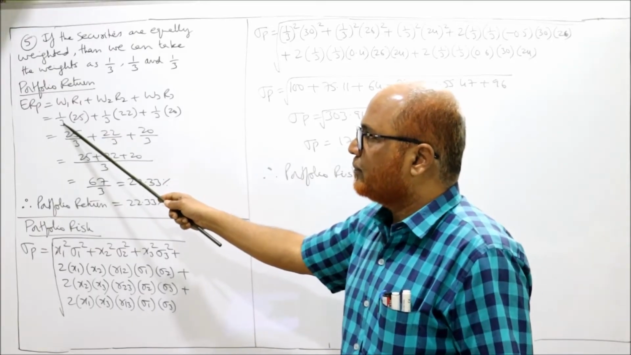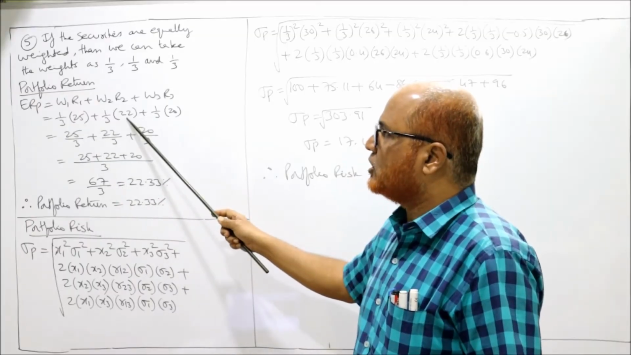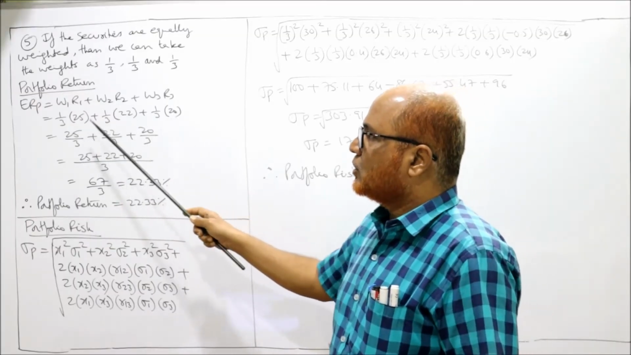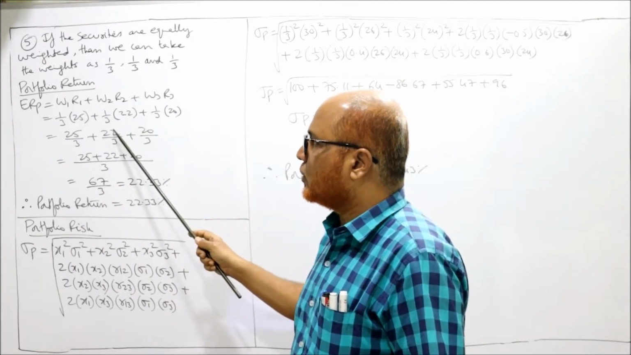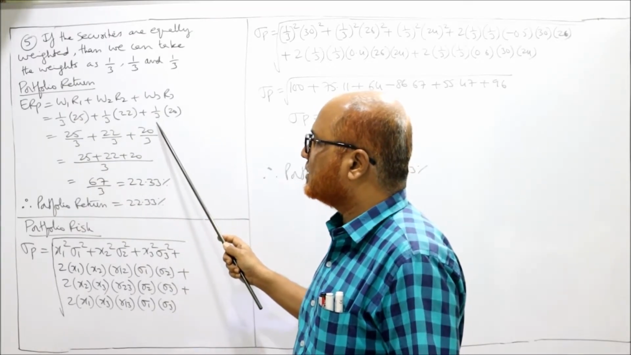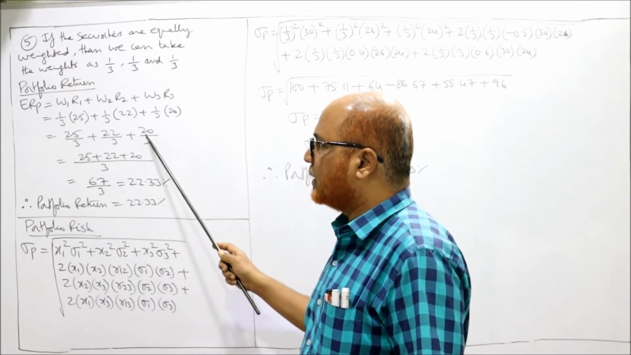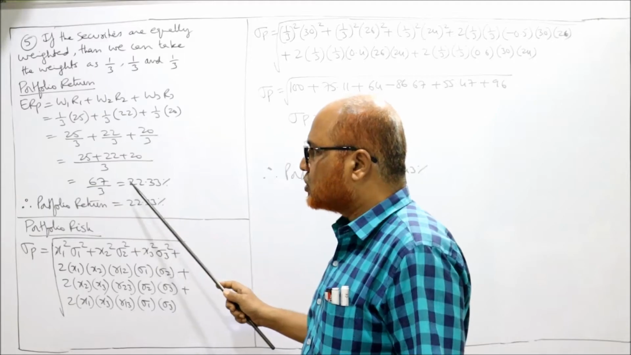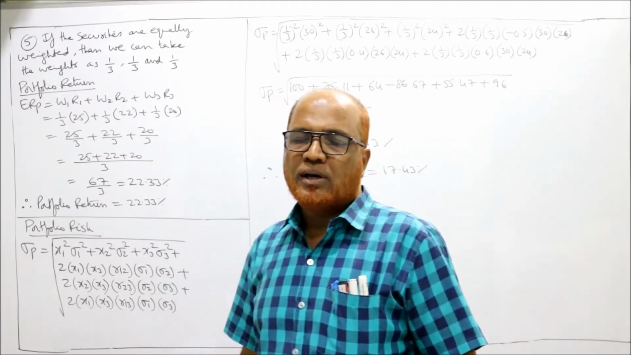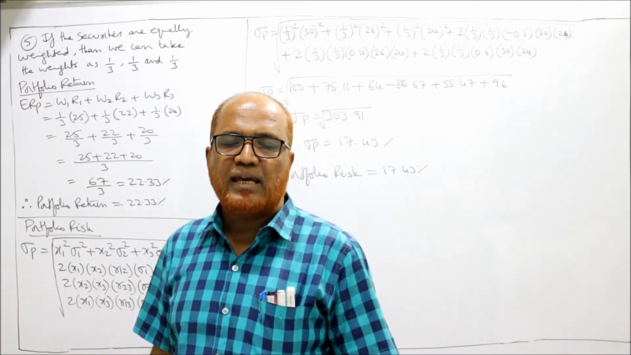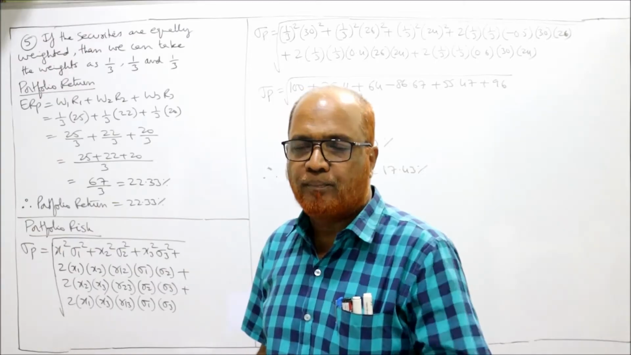W1 is 1 by 3 and the returns are given as 25%, 22% and 20%. So 25 into 1 by 3 is 25 by 3, 22 into 1 by 3 is 22 by 3, 20 into 1 by 3 is 20 by 3. Taking LCM 3, we get 25 plus 22 plus 20, which is 67 by 3, so 22.33 is the portfolio return. So calculating portfolio return is very easy. You only have to be careful in the calculations regarding portfolio risk.